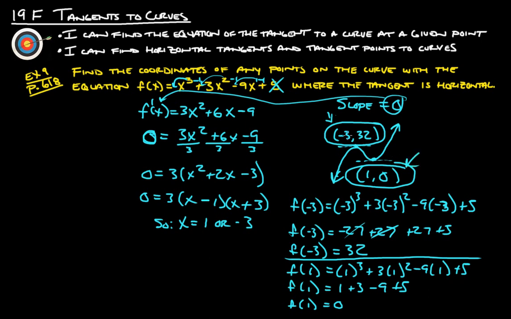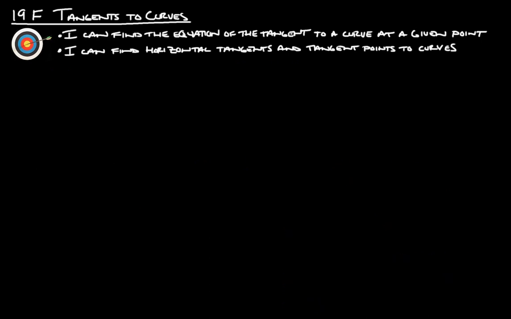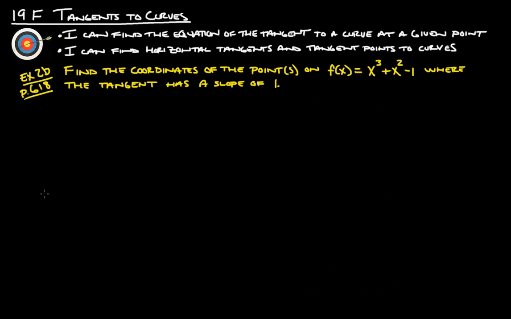At these 2 points, the tangent is horizontal. All right. So that's that one. And we have one last problem to do. Example 2b from page 618. Find the coordinates of the point or points on f of x equals x cubed plus x squared minus 1, where the tangent has a slope of 1.